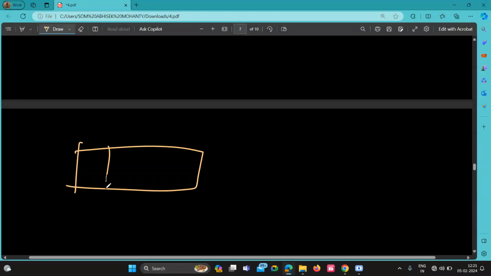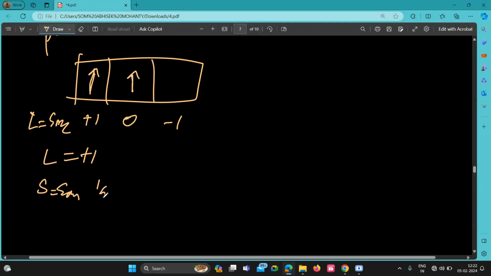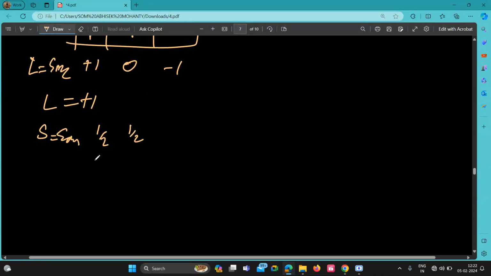So 2p2, like p2, that means 2 electrons, right? If I write L is the summation of ml, this is plus 1, 0, minus 1, so your L is plus 1. Okay, S is the sum of ms. That is half, half. There are only two halves here, and there is nothing here. So S is your 1. L is 1, S is 1.